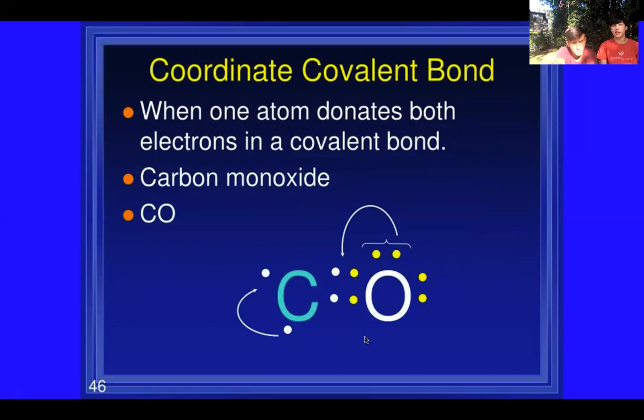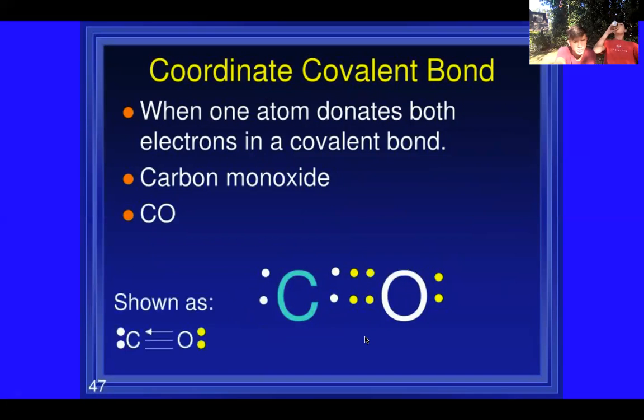So what is oxygen gonna do? He's gonna be that great pal. See, he's giving all these right here. He's basically paying for the whole bill. So that's how the dot structure is drawn, but it's shown as an arrow. That is where the coordinate covalent bond comes into play.